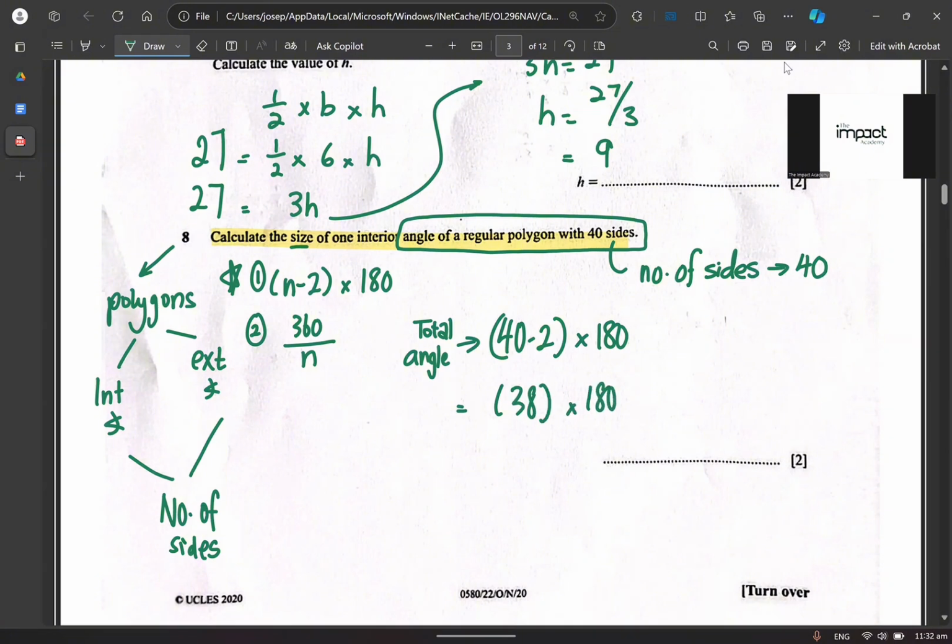Agree or disagree? All right, again, isn't this BODMAS rule also? Right, you solve whatever is in the bracket first, then you move on to the multiplication. Can you understand or don't understand? All right, so 38 times 180, we get to 6,840 degrees. Make sense? But this is not my answer.